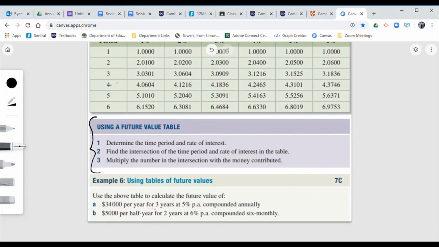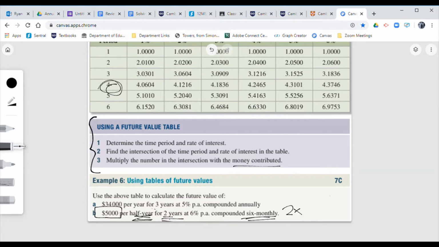5,000 is the amount we're going to be investing. So we're going to be multiplying. So that's going to be the money that's being contributed each time, per half year for 2 years, compounded 6 monthly. So that means 2 times per year. So if we're investing it for 2 years and we're compounding it twice and we're investing every half year, that means our periods for this one is 4. Every half year for 2 years, it's going to be 2 times 2, which is 4.